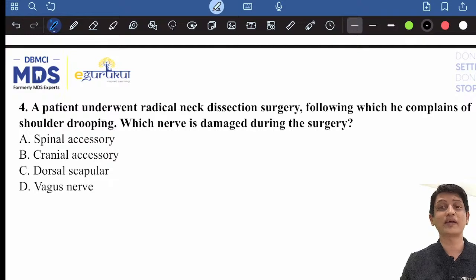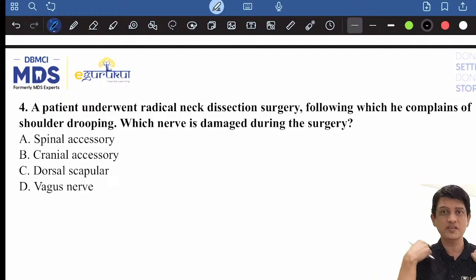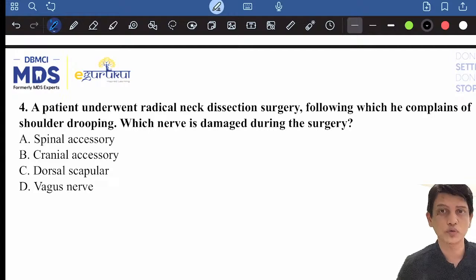So it is spinal accessory nerve. Okay, it's not cranial accessory, dorsal scapular, no. Spinal accessory supplies your trapezius. Trapezius is required for elevation, rotation or retraction of the shoulders, right? Trapezius is supplied by spinal accessory. So spinal accessory mainly lies in the posterior triangle, behind the sternocleidomastoid. When you take out the posterior triangle lymph nodes and all, you may injure the spinal accessory nerve, resulting in drooping of the shoulder.